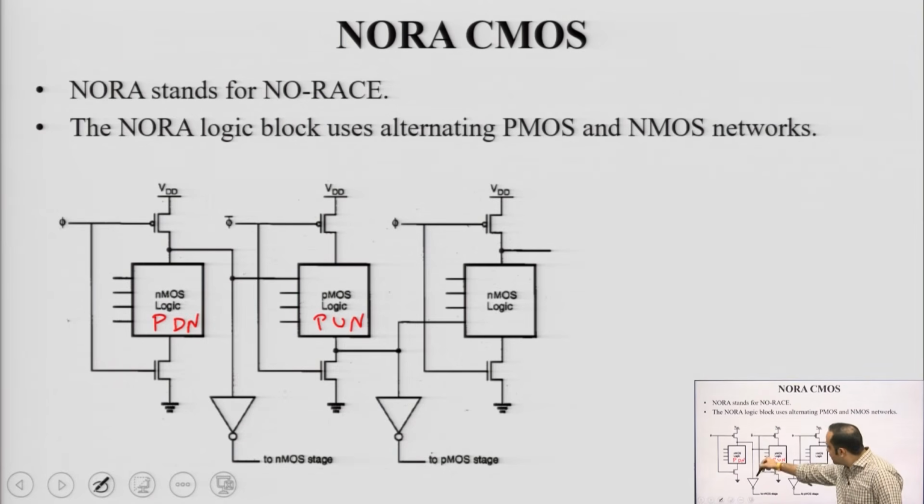The output here can go to another NMOS stage, the output from here can go to another PMOS stage. So, you have alternating arrangements of N block, P block, N block, P block connected in alternating fashion in such a way that the output of a preceding stage acts as input to the successive stage. There are certain transistors connected to clock. So, there is a PMOS connected to clock here, shared by an NMOS here. Clock bar is shared by a PMOS here and an NMOS here. So, this is a typical NORA logic block, right.